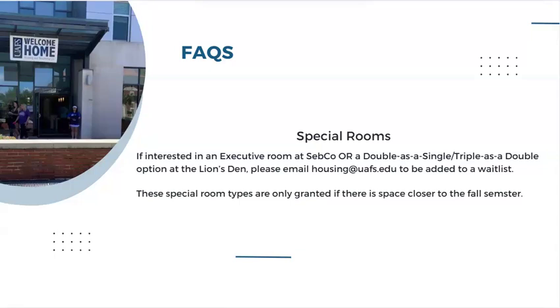Special rooms. We do offer some special rooms that we don't publicize at Sebastian Commons called exec rooms. As well as at the Lions Den, we offer doubles as singles and triples as doubles. These are going to be rooms that are larger spaces and you're paying more for that space. If that is of interest to you, please email housing and let us know and we'll put you on the wait list. We only offer these rooms later on in the summer if there is space available.